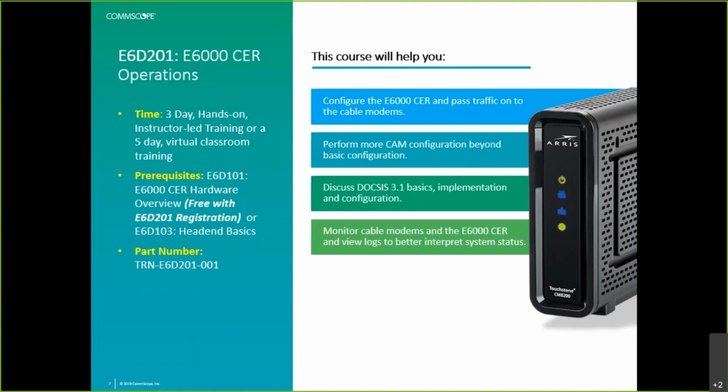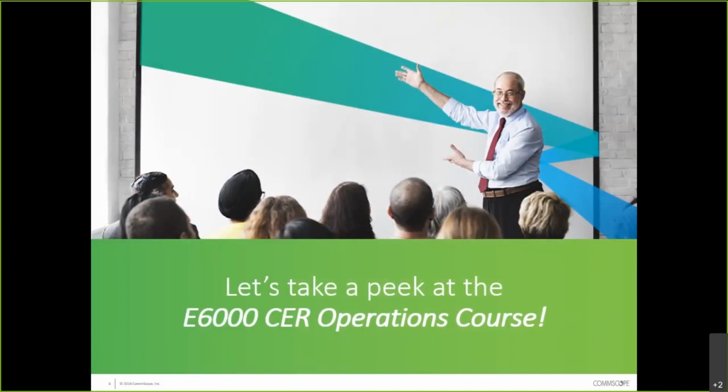And to better interpret system status, we'll talk about very basic troubleshooting steps and how you can gather information from within the E6000 itself. And then lastly, we'll be able to discuss and implement upgrades and patching procedures with the E6000 as well. So with that, what we'd like to do is Lauren is going to give me presentation modes, and I will show you some of the course material that we have that's inside the E6000 operations course.